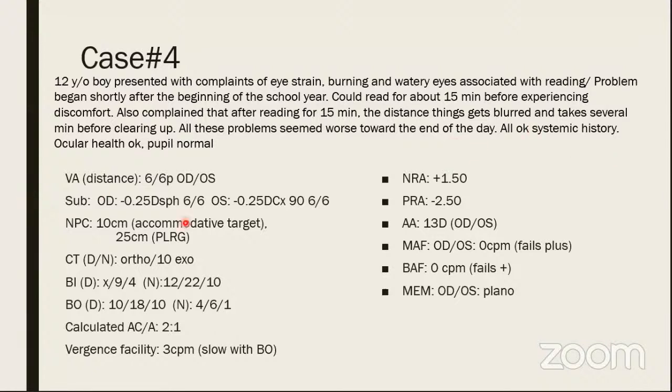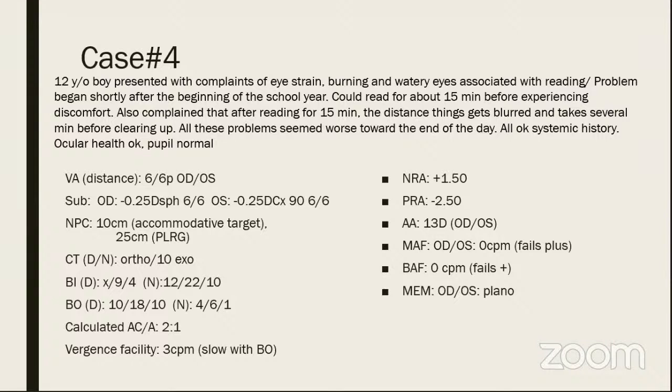Okay, so now these are the findings that we have. Let's see what issues the patient is having. Visual acuity is okay. Subjectively, the patient has only a small significant refractive error. NPC is 10 centimeter with accommodative target, but with penlight red-green 25 centimeter. Again, 10 exo, base-in value, base-out value, calculated AC/A ratio, versions, facility, NRA, PRA, accommodative amplitude, MEF, BAF, and MEM plano.